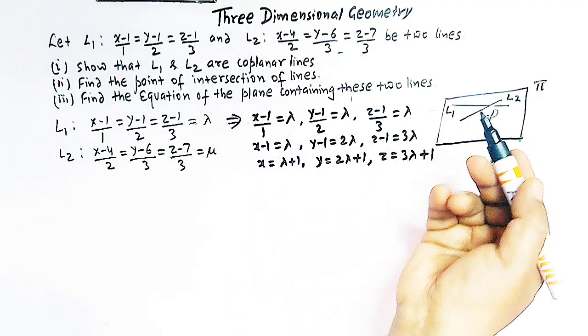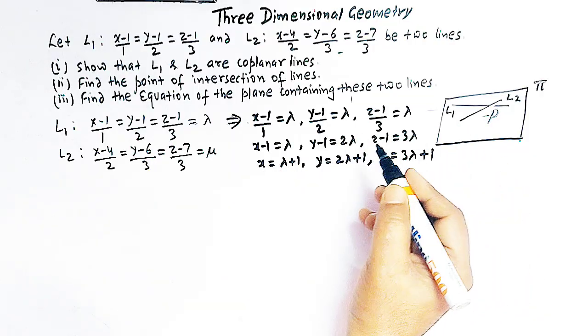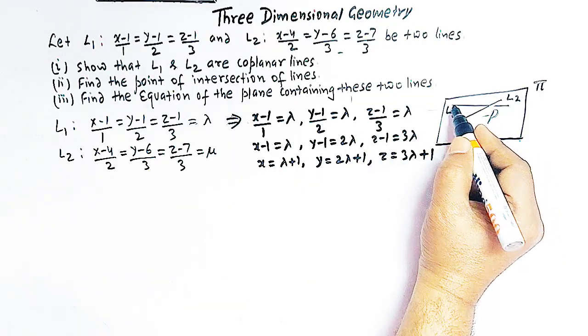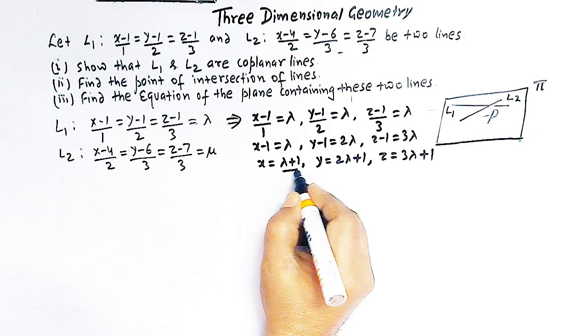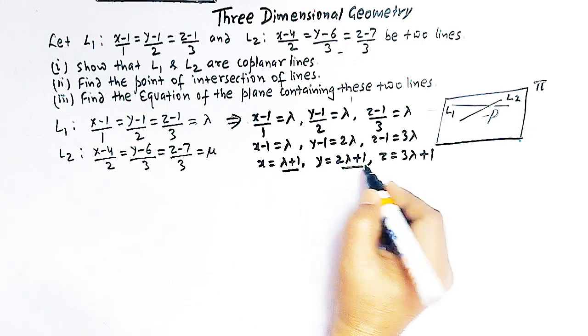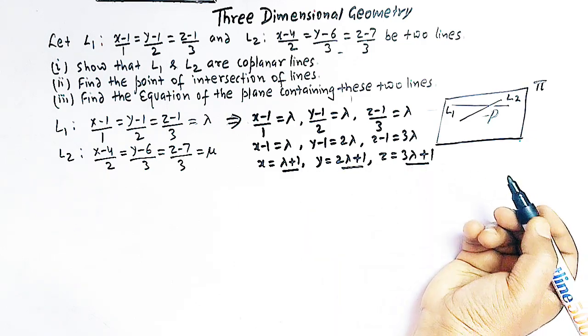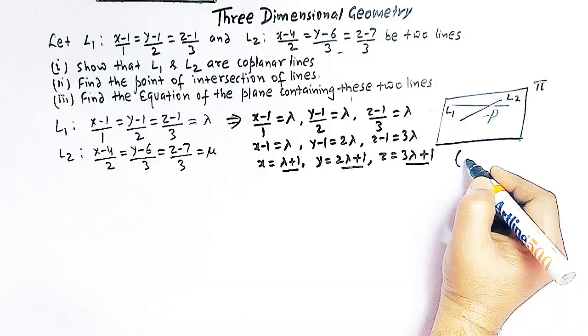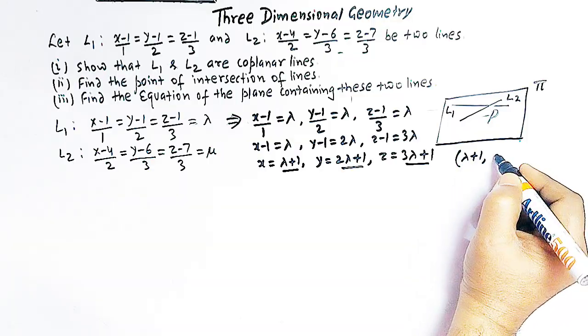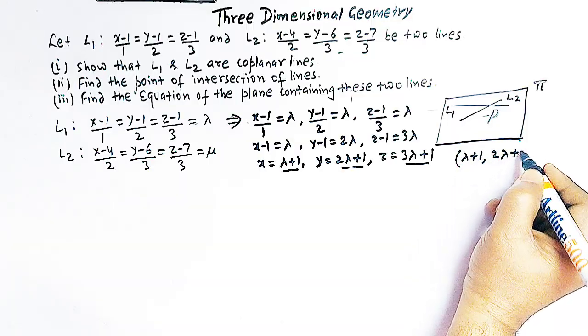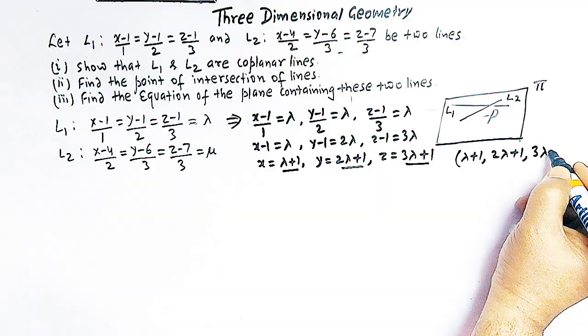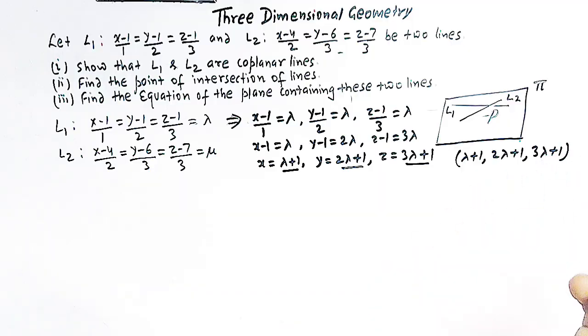So the coordinates of the general point lying on this line L1 are given by lambda plus 1, 2 lambda plus 1 and 3 lambda plus 1. So the coordinates may be taken as lambda plus 1, 2 lambda plus 1 and 3 lambda plus 1 for some value of lambda, right?